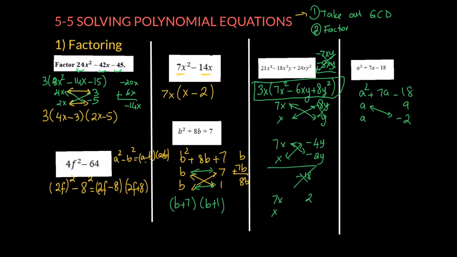Negative 2a comes from these two. Positive 9a comes from that. Positive 9a and negative 2a. If we add these together, we get what we need, positive 7a. So that means we can pair the first row and the second row. A plus 9 times a minus 2. So that's it for the factoring part.